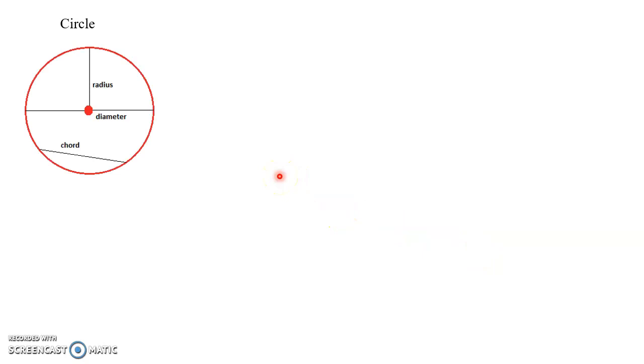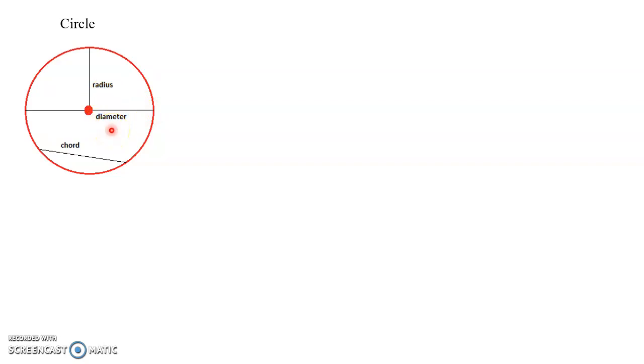What about a circle? When I am dealing with a circle, this point in the center is called the center point. Any line drawn from the center to a point on the circumference is known as the radius. A line that is drawn from the circumference through the center to the other side is called the diameter. What I can see here is 2 radii is equal to the diameter.